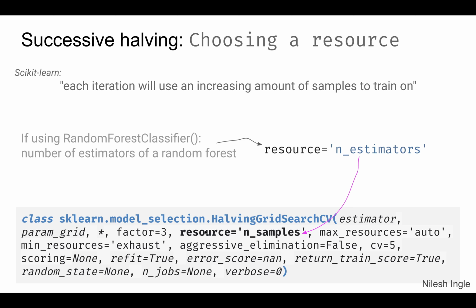The resource that is specified here can also be an output from an estimator. For example, if you are using random forest classifier, then n estimators can be used as a resource, as an input to resource when using HalvingGridSearchCV.